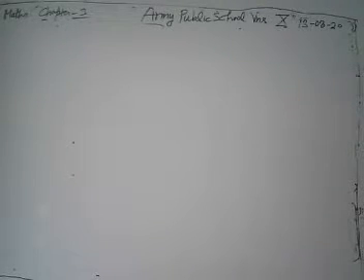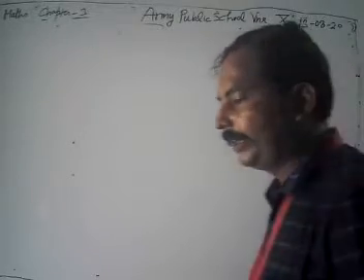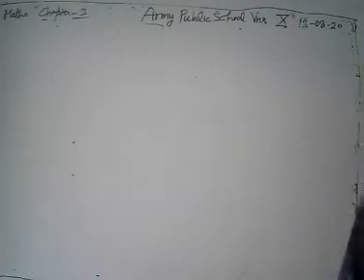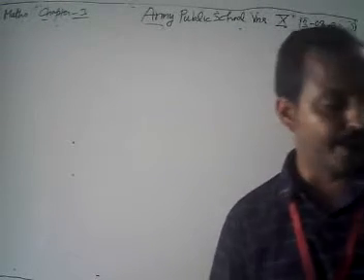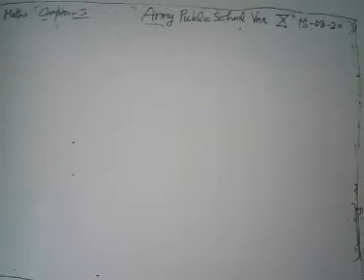Aftab tells his daughter, 7 years ago I was 7 times as old as you were then. Meaning Aftab told his child that 7 years ago, I was 7 times as old as you were then. Also 3 years from now.